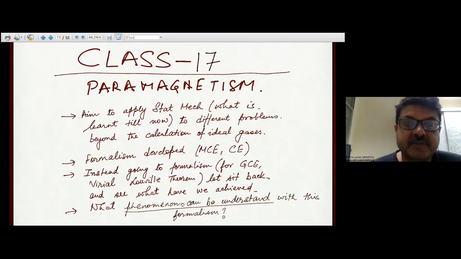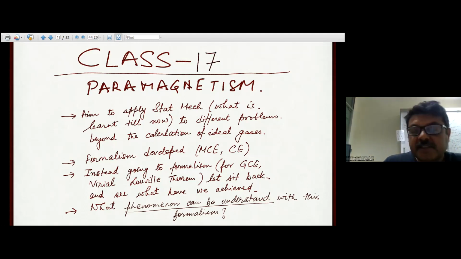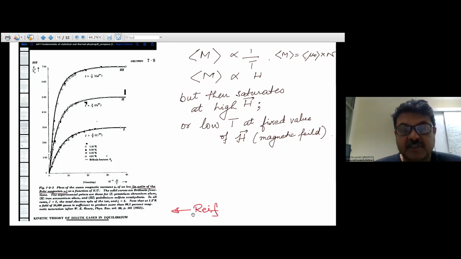So the question is, let's suppose that you have this formalism which was developed intuitively for the ideal gas. What other phenomena can be understood with this formalism? So that's the broad perspective. To do that, we shall discuss some magnetism, magnetic systems, and there are at least two broad classes of systems. So this is a picture from Reif, section 7, figure 7.8.3, which means chapter 7, section 8, and so on and so forth.